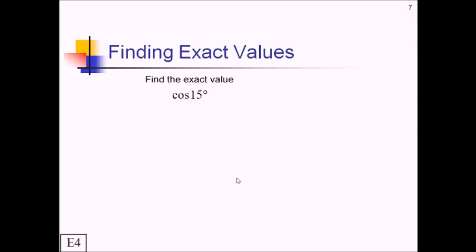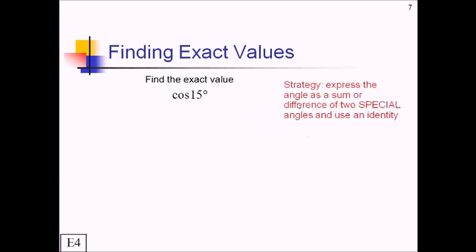Let's change gears now to a new problem type. Here they're asking us to find the exact value of cosine of 15 degrees. And you might be saying, well, wait, that's not fair. 15 is not one of my special angles. So what we're going to do here, our strategy, we're going to express this angle, or try to at least, as the sum or difference of two special angles. And then we can use one of our sum or difference identities.